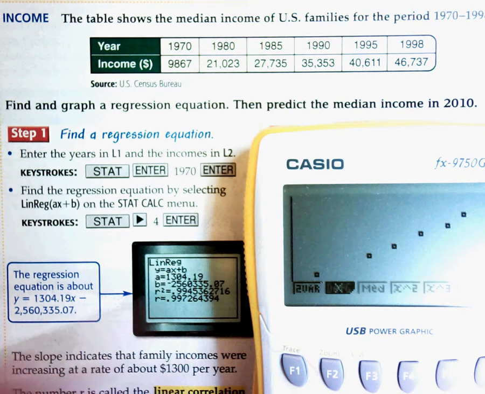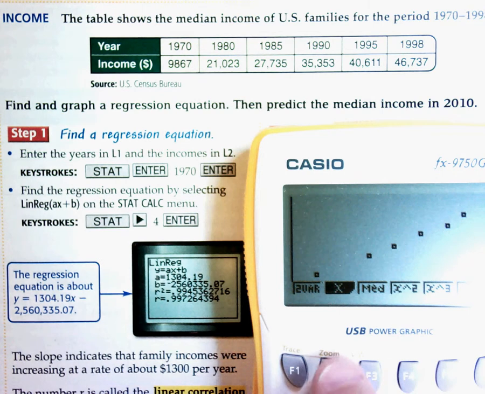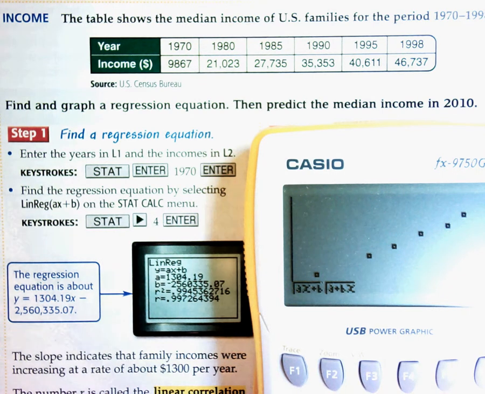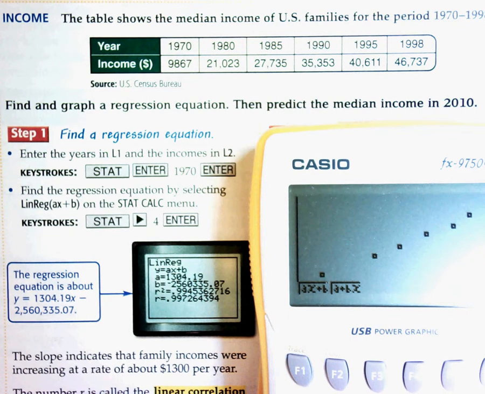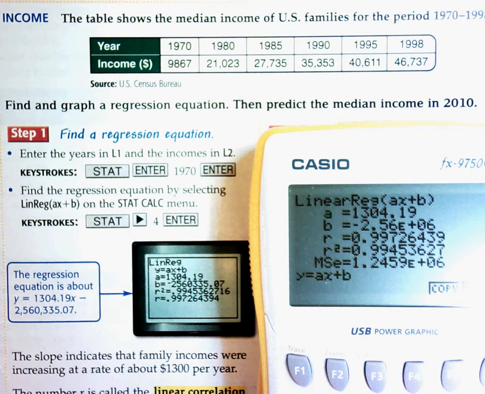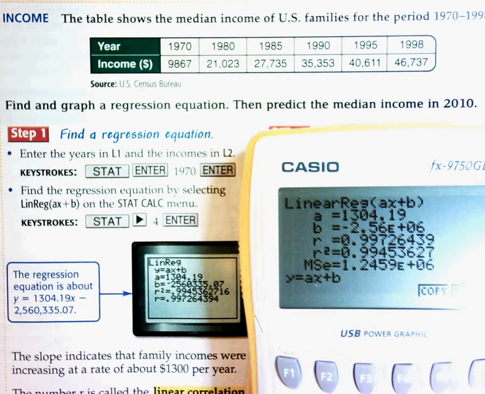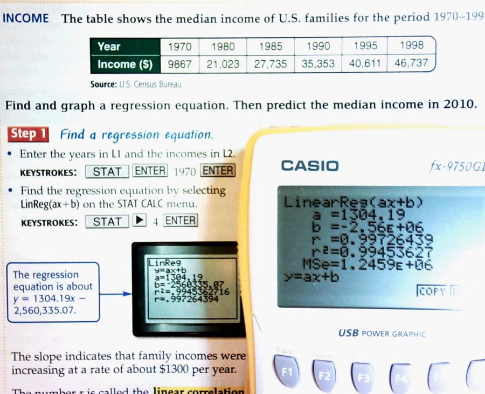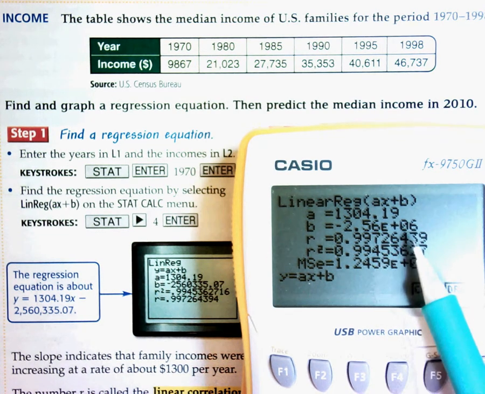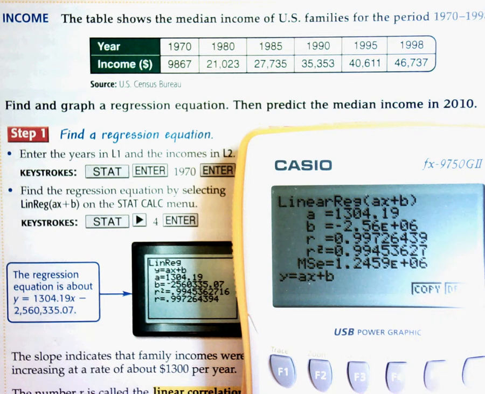So now what I can do is I can calculate right from that screen what kind of regression model I want to do. I want to do an F2 linear regression, and then it gives me a choice. So I want that in the form of AX plus B or A plus BX. Well, AX plus B looks more like our slope-intercept form, so I'm going to hit F1, and it brings me up this neat little information where it says, okay, I have the A is 1304.19, and the B is a negative 2.56 e to the plus 0.06. That e, this portion here, is just scientific notation. So it's really 256.0000 to bring it all the way up there.